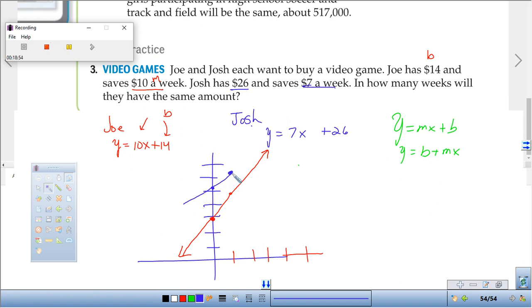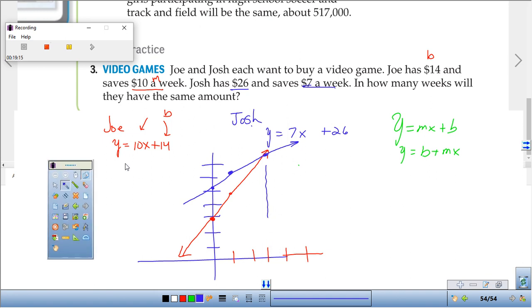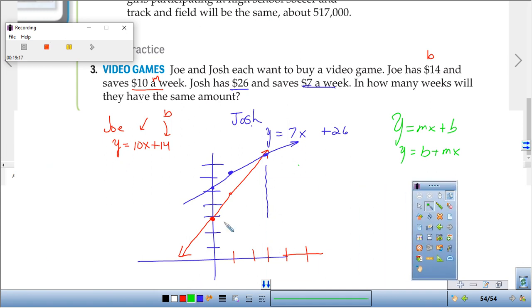So if you look at this, they're going to cross somewhere here. Somewhere here. Pretty cool. And how many weeks will they have the same amount? You know what? To me, it looks pretty cool. Really kind of the same-ish around 3 weeks. Let's just try that. I'm just guessing.